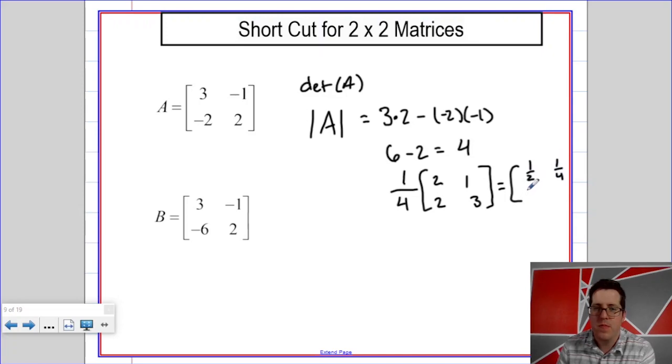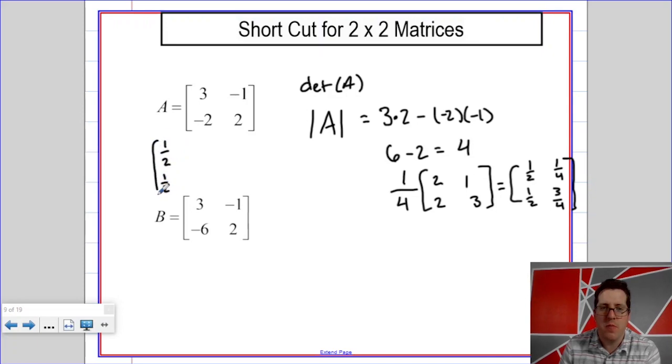1/2, 1/4, 1/2, 3/4. The way that we test to see if that is in fact the inverse is that we take it and make sure that when we multiply the original matrix by it, we get our identity. So let's do that now. There's the supposed inverse that we just found, and we're going to multiply it by 3, negative 1, negative 2, 2.